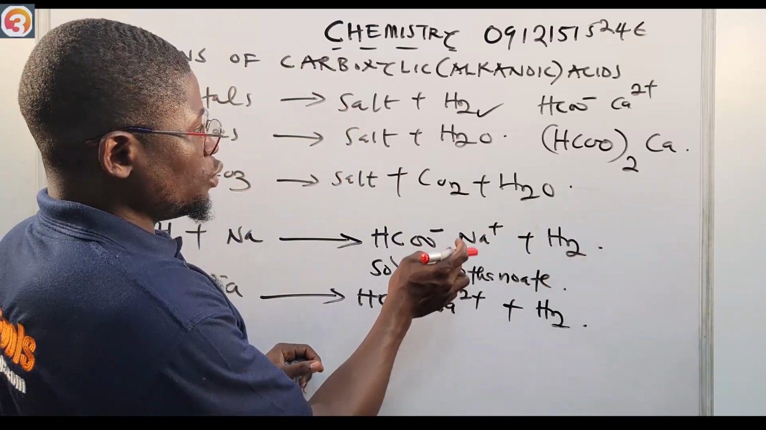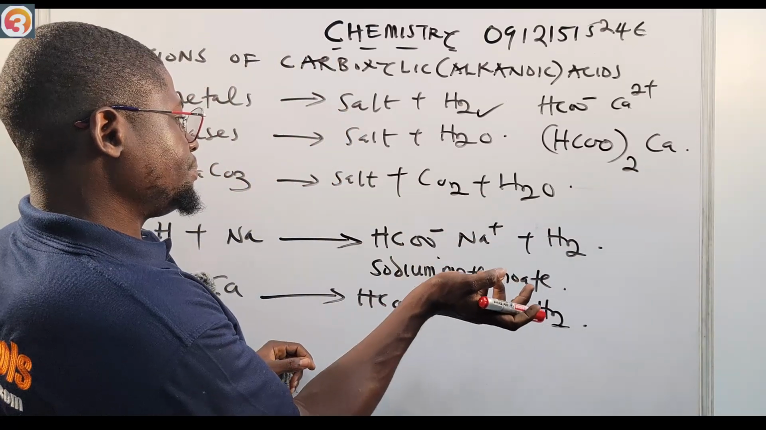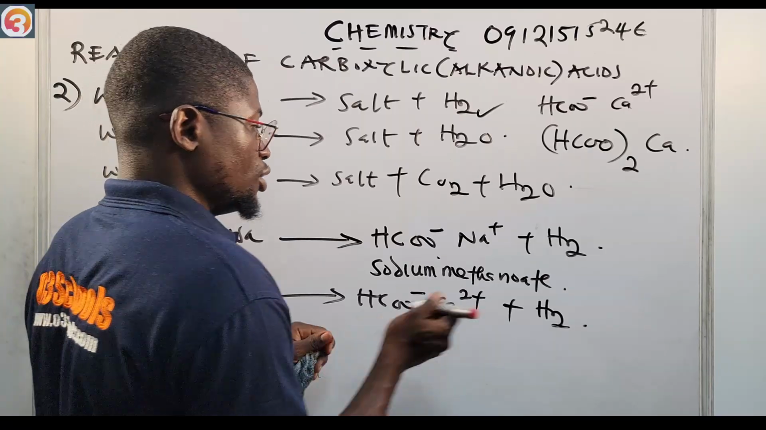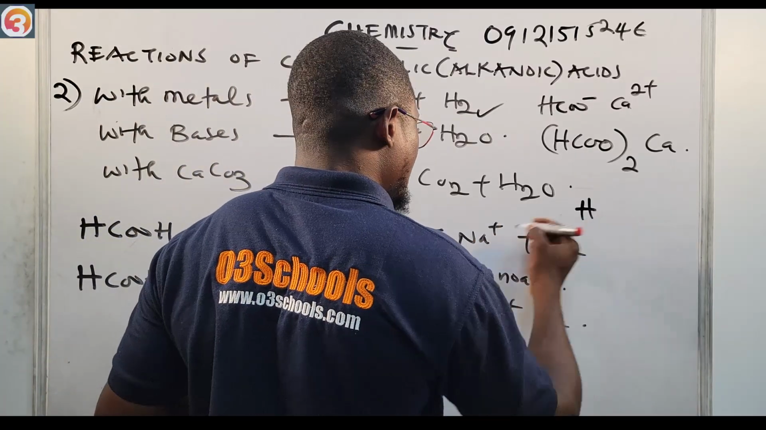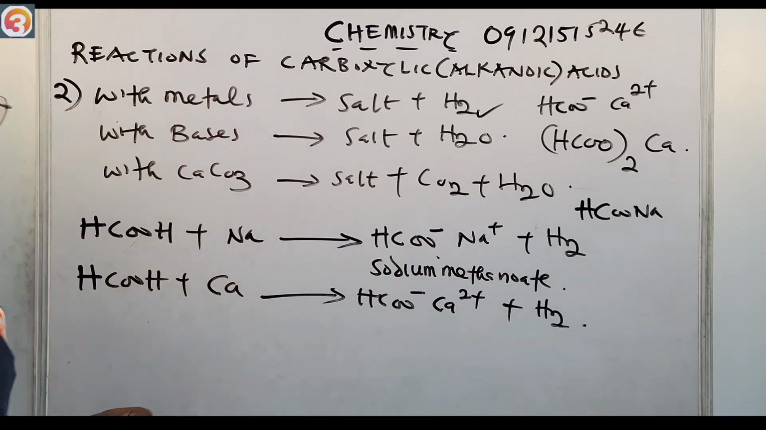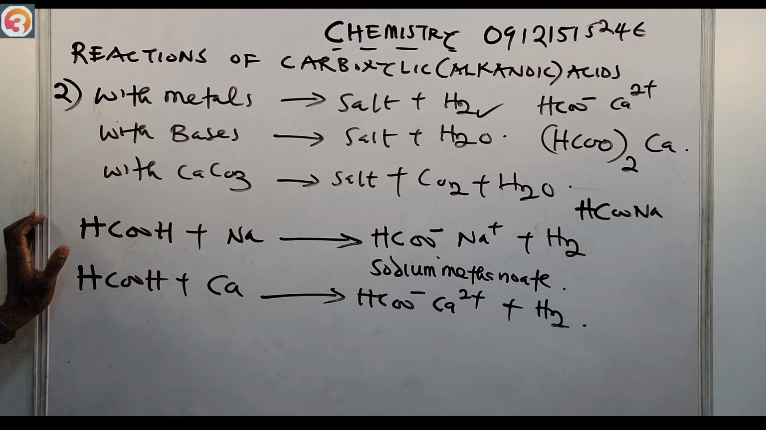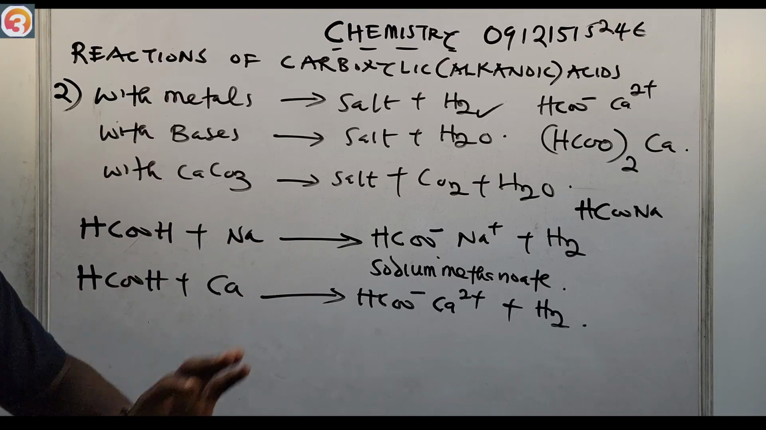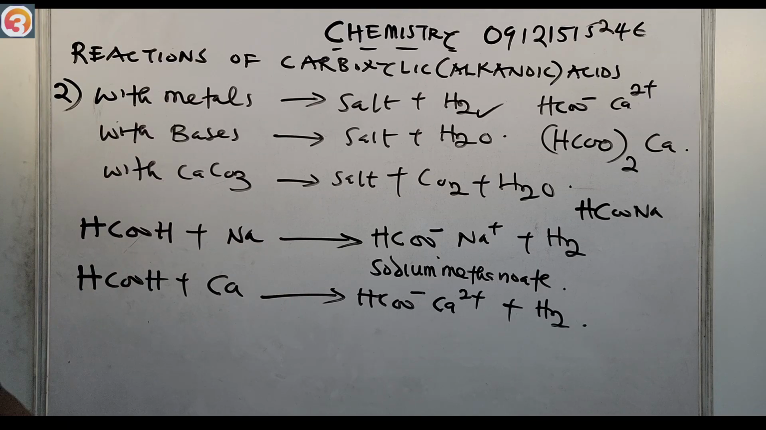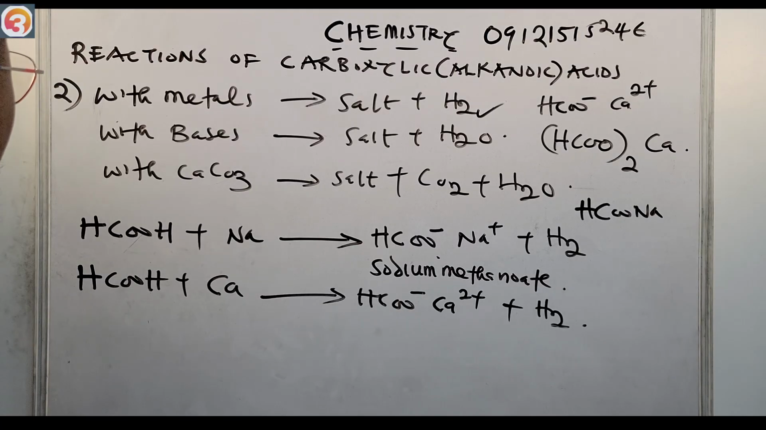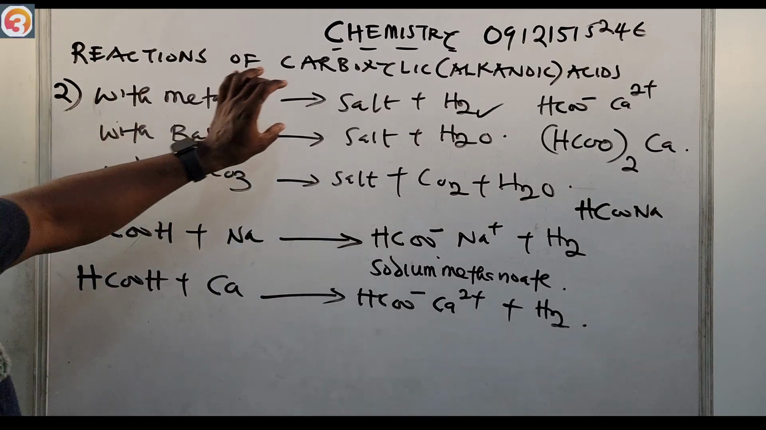So in the case of the first one we did, Na is plus 1. Because of that, you can also write HCOONa instead of putting those charges. So these are the two ways you can write the formula of the salt that is formed. That is for calcium. You can also use magnesium. Magnesium is the same thing. So that is an example. With metals, they give us salt and hydrogen gas.